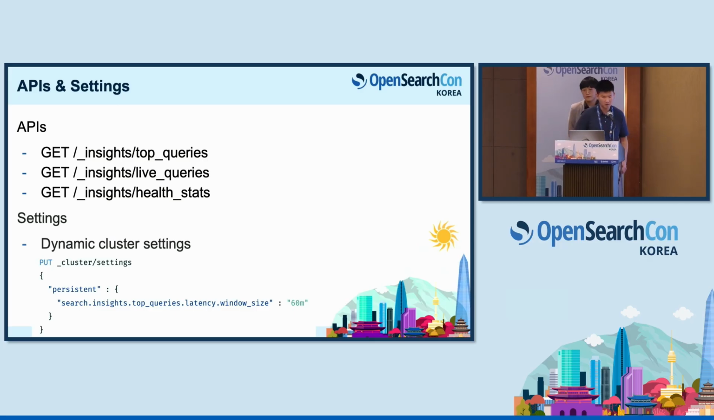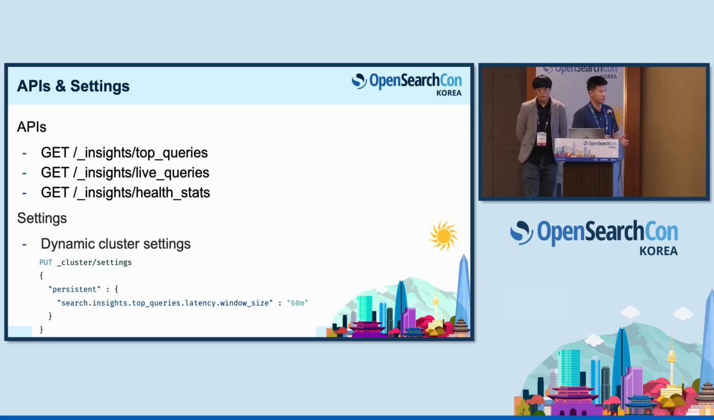Okay. Hi, everyone. Query Insights has 3 APIs. First is the top queries. Second is live queries. These 2 APIs supply the data that you saw in the dashboards. There are additional query parameters for these APIs, but this is the bare API path. And the third API is health stats. This API provides valuable debugging information on the Query Insights plugin. However, we don't show this data in the dashboard because it's mainly used for debugging purposes.